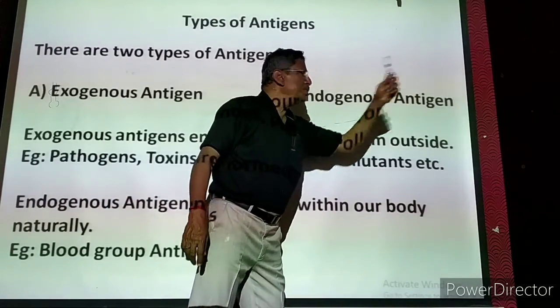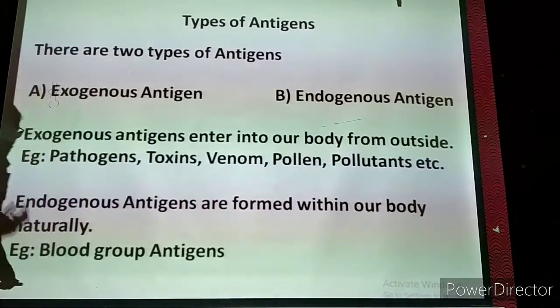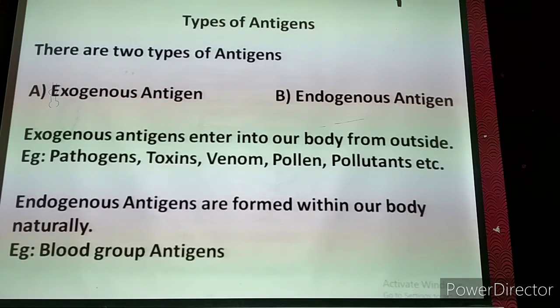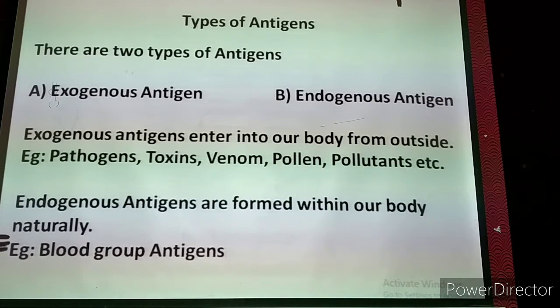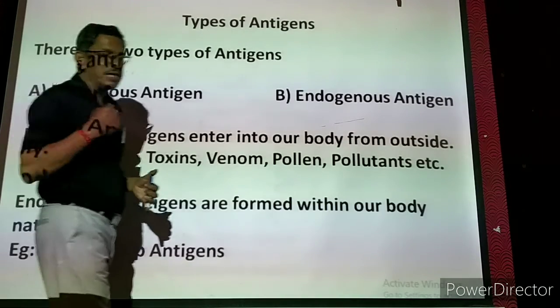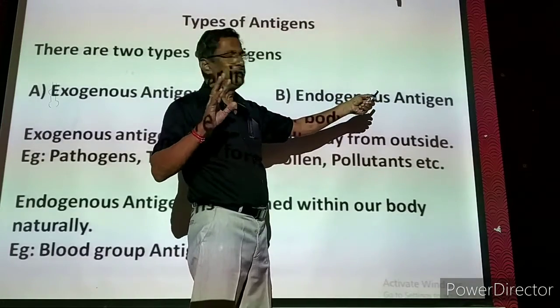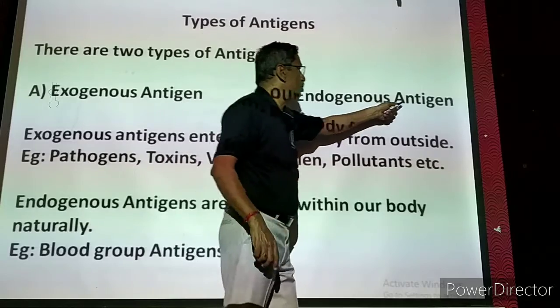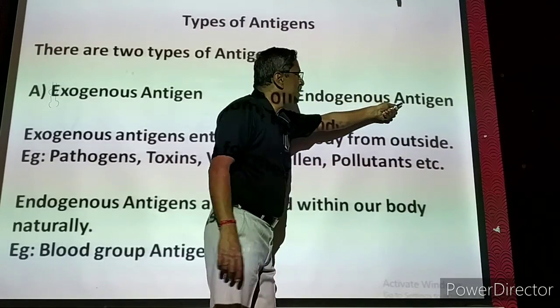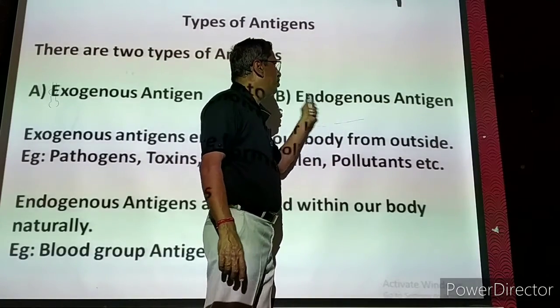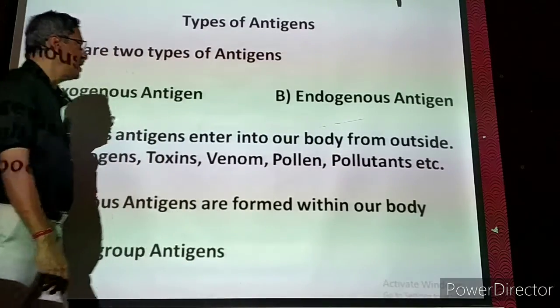Next one is endogenous antigen. There are certain antigens secreted by our body. Antibodies are already produced, so that is different, that is for immunity. But apart from that, some special antigens are produced in our body, but they are not causing any problem, but they are helping us in some way. If any antigen is produced inside our body, it is called an endogenous antigen.